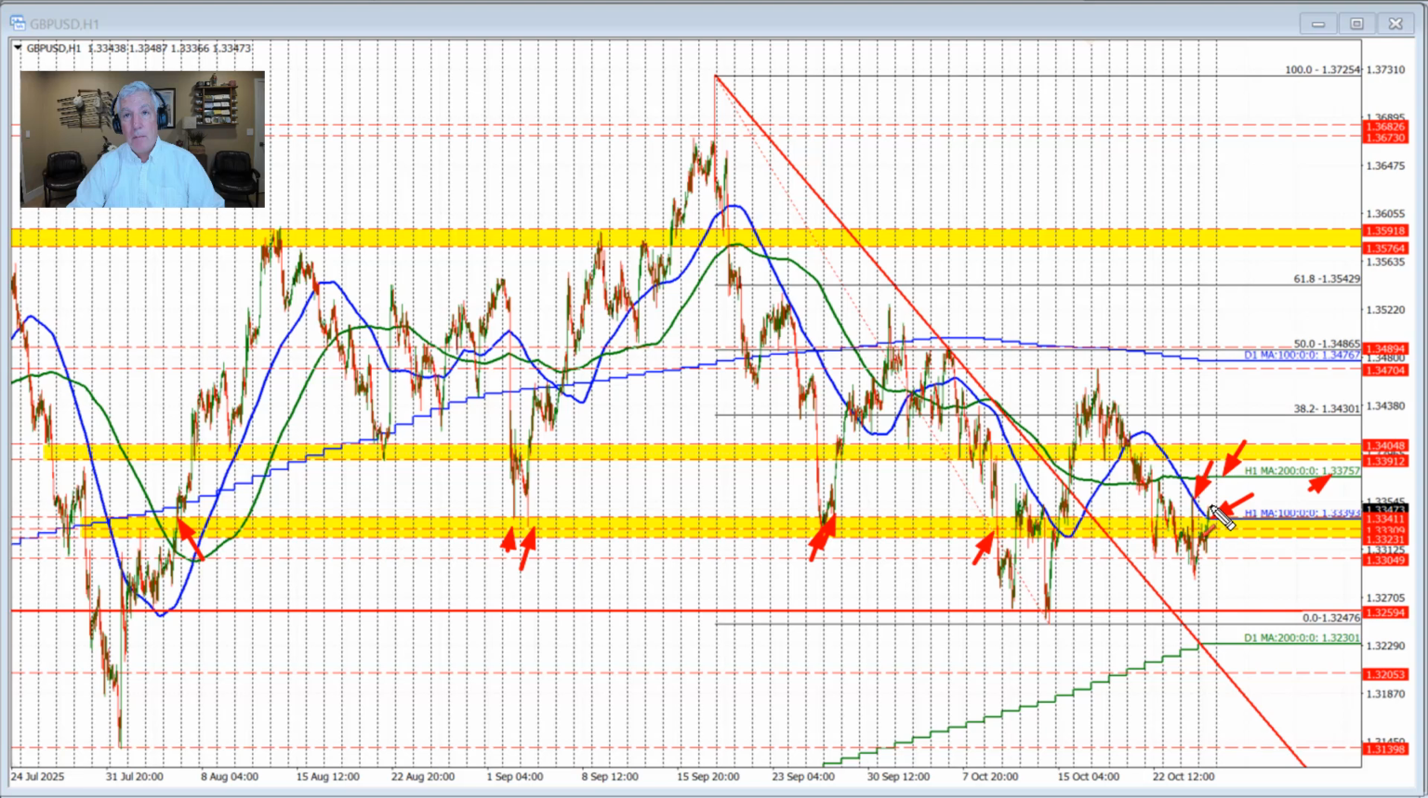If we do fail on this break of the 100-hour moving average and start to move back below the low of the swing area at 1.3323, that would not be good for the buyers. That would probably lead to more selling momentum, with this low at 1.33049 and the low price for the week of last week as the next key targets on the downside before we head toward the 1.3247 to 1.3259 area.